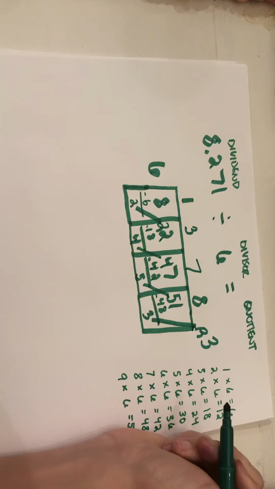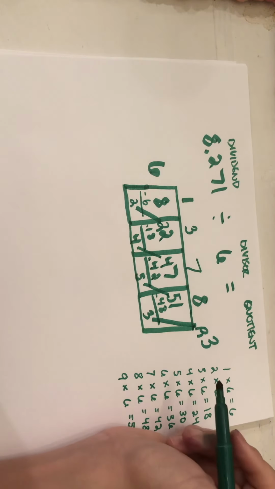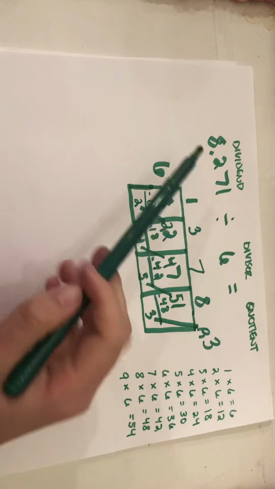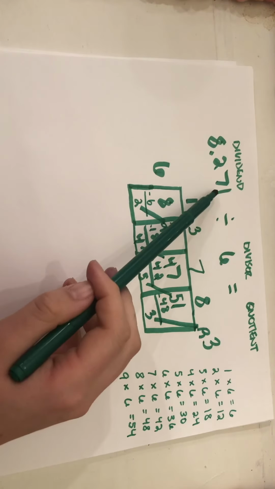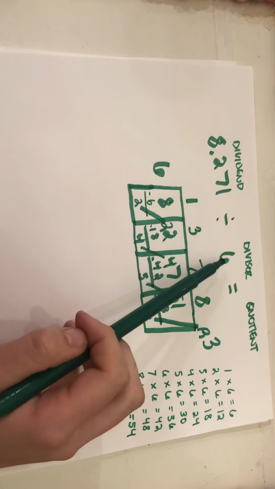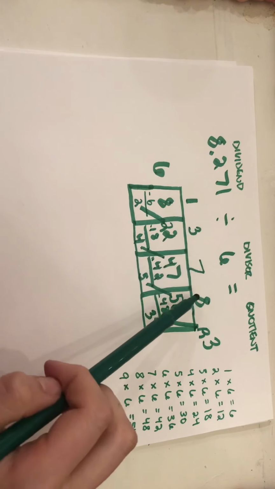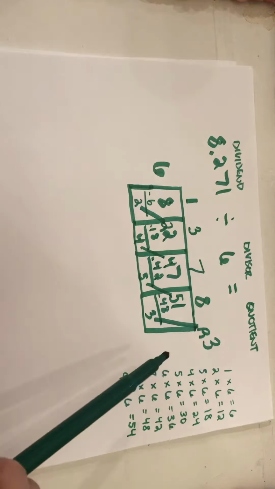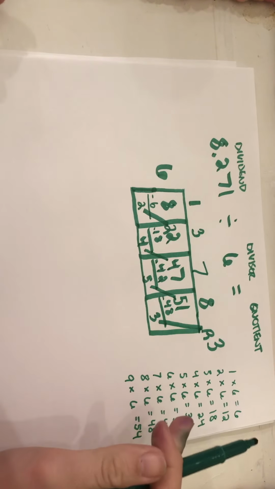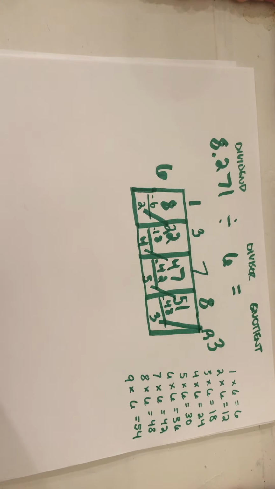So now, do we have our quotient, guys? We do. We have found that 8,271 divided by 6 has a quotient of 1,378 with a remainder of 3. Now, how can we check this? What's a way that we can check our division?